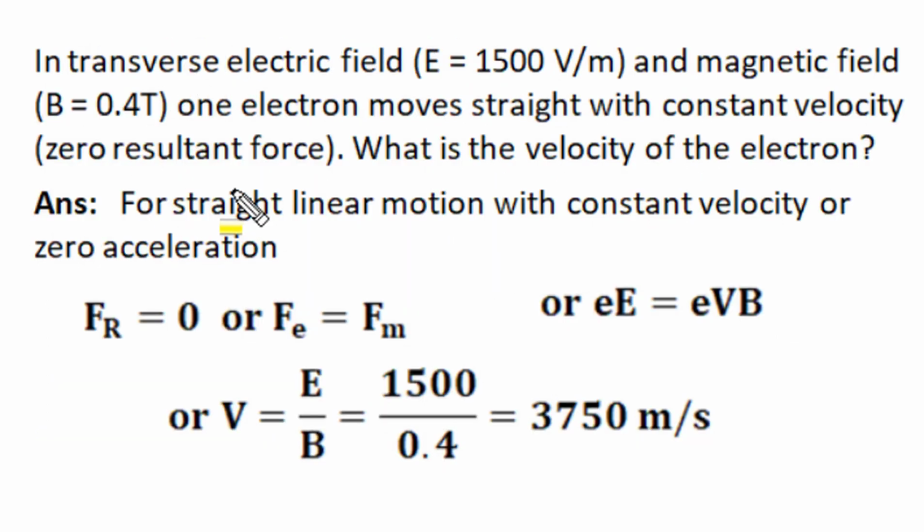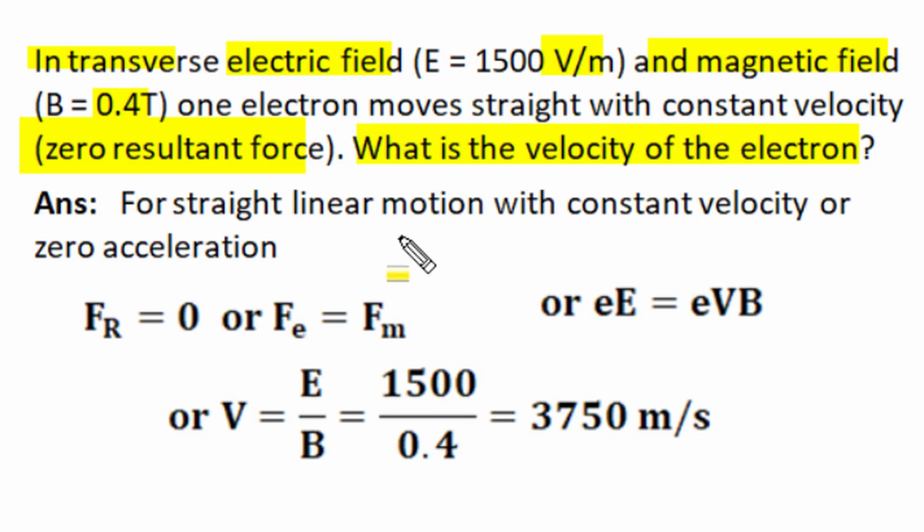This numerical example will explain the theory of the velocity selector with great ease. In a transverse mutually perpendicular electric field and magnetic field, the strength of the electric field is 1500 volts per meter and magnetic field flux density is 0.4 Tesla. One electron moves straight with constant velocity. That means on the moving electron there is no net resultant force. We have to find out the velocity of that particular electron moving straight without acceleration.